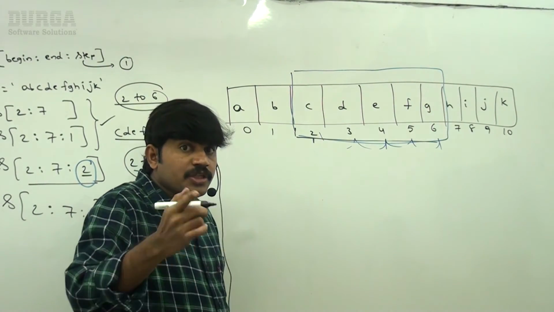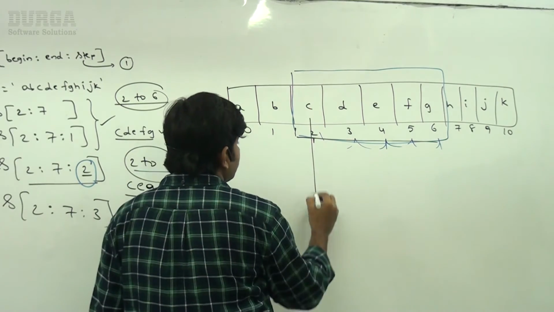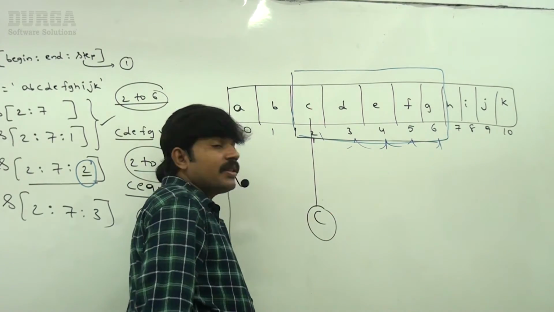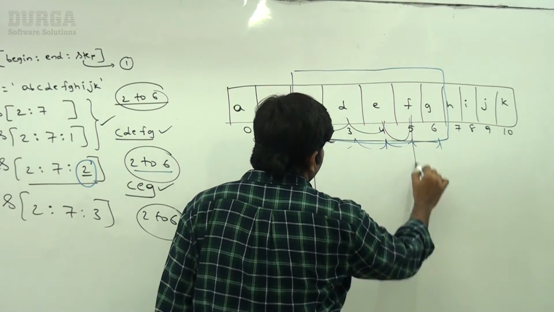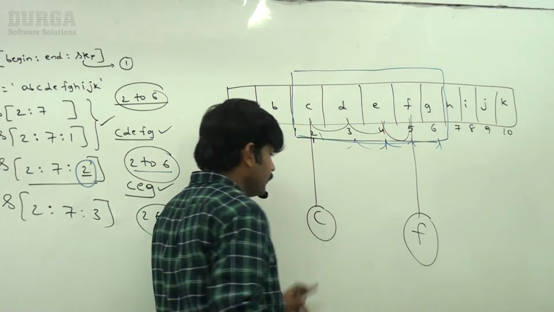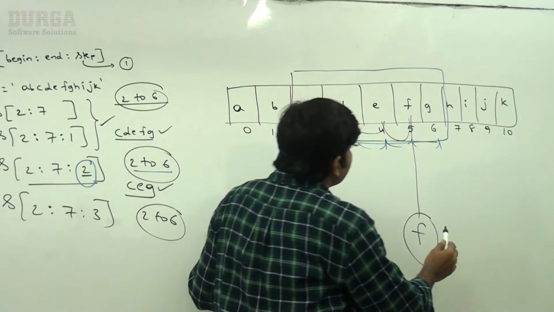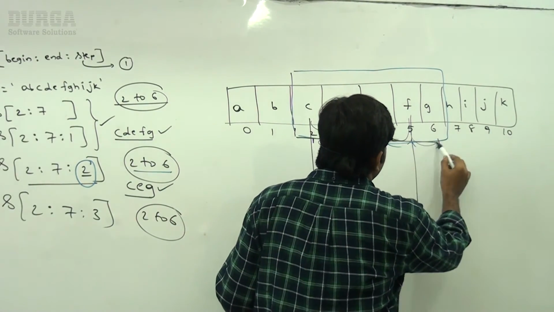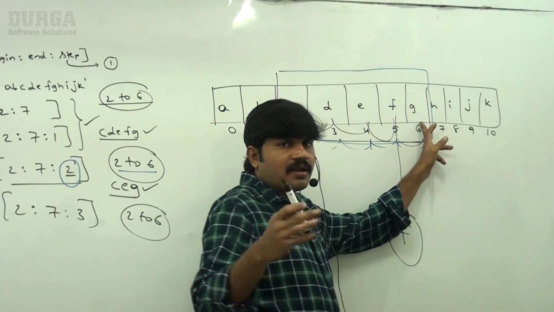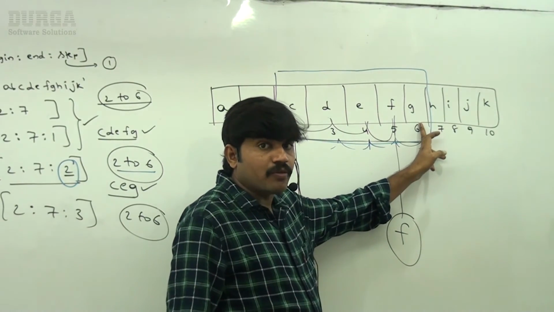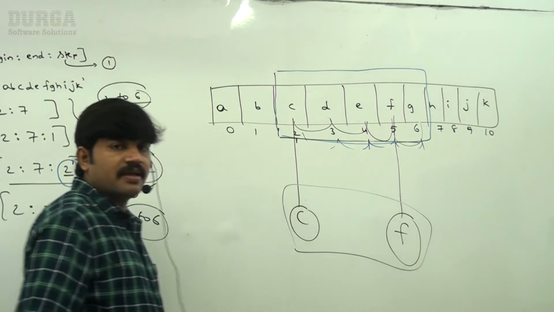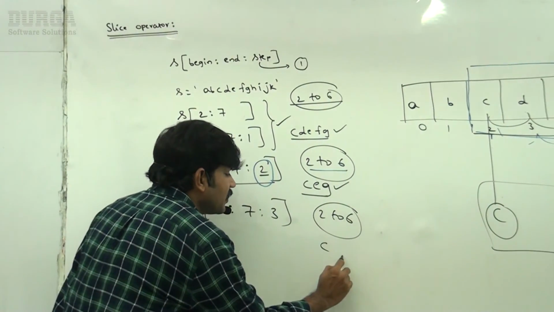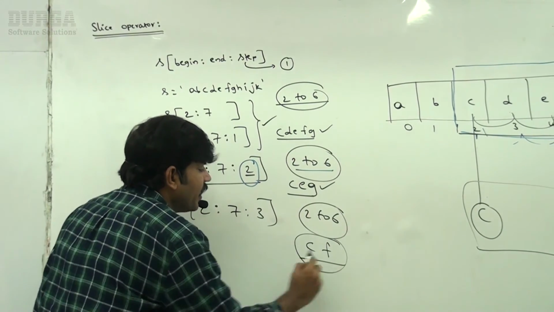Okay, every third character: first C will be considered. Every third character means D the first character, E the second character, F the third character. So C, F. And then for every third character, the next G is the first character, and the range is already crossed. We have to take only 2 to 6. Only 2 characters are there, C, F. Sir, what is the answer? C, F we have to take.